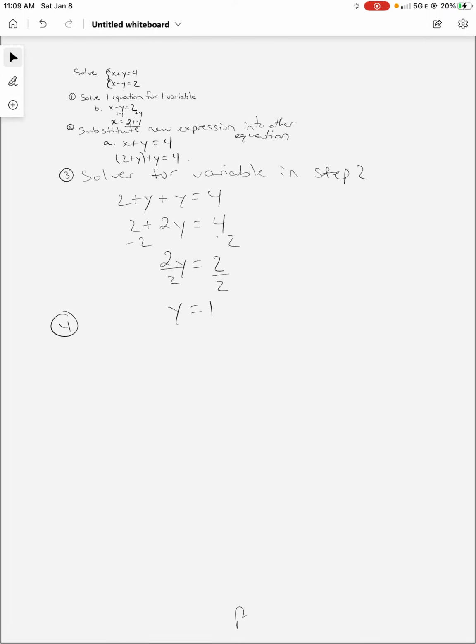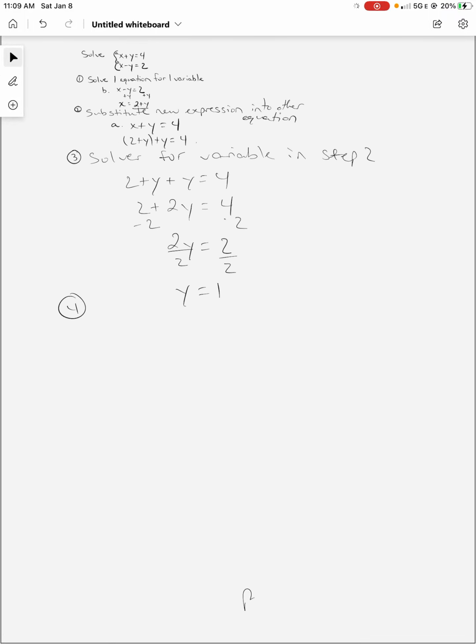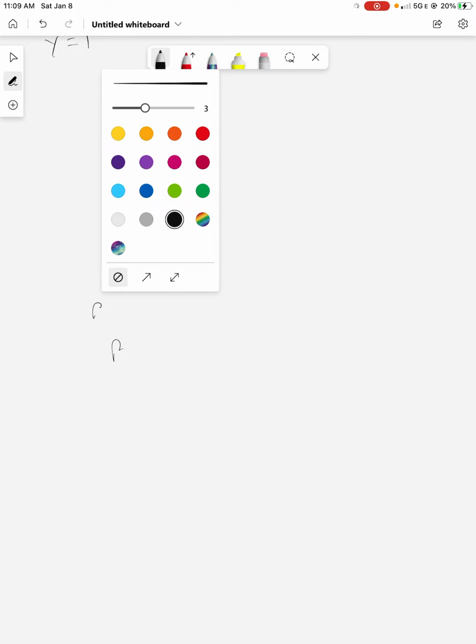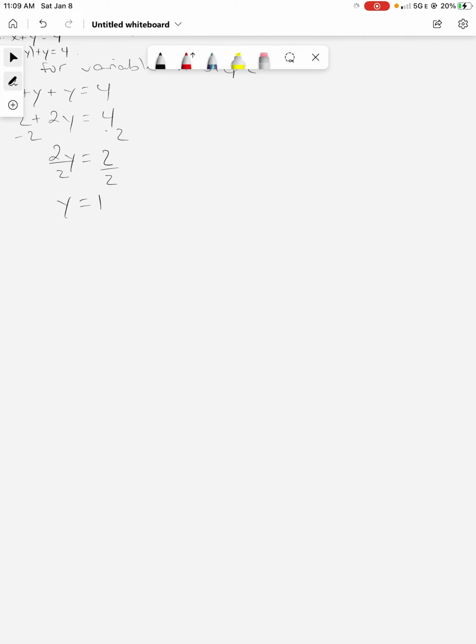The fourth step is to back... Okay, I am not sure what's happening with my screen here. Let's get rid of that.